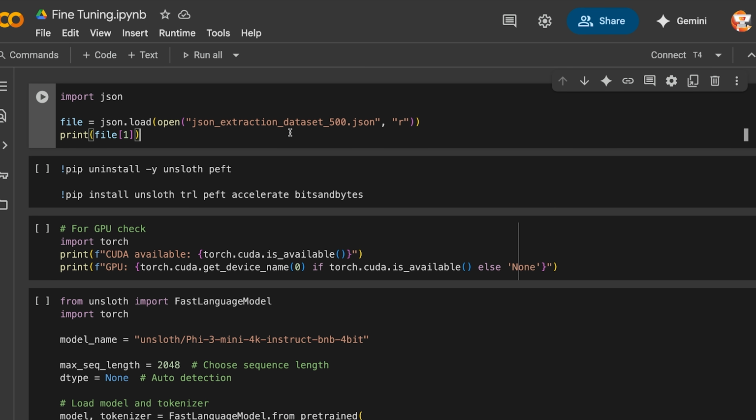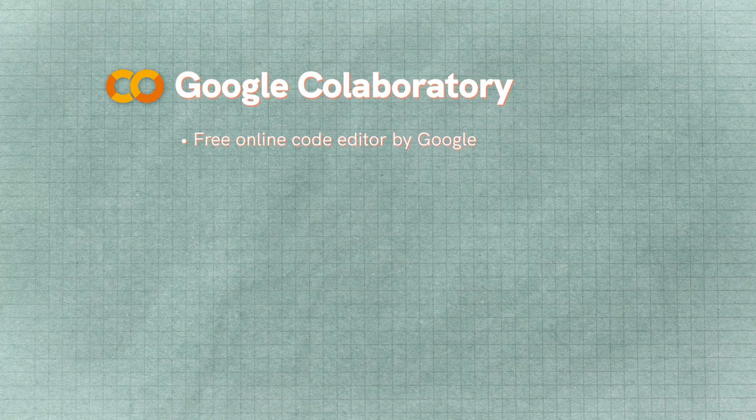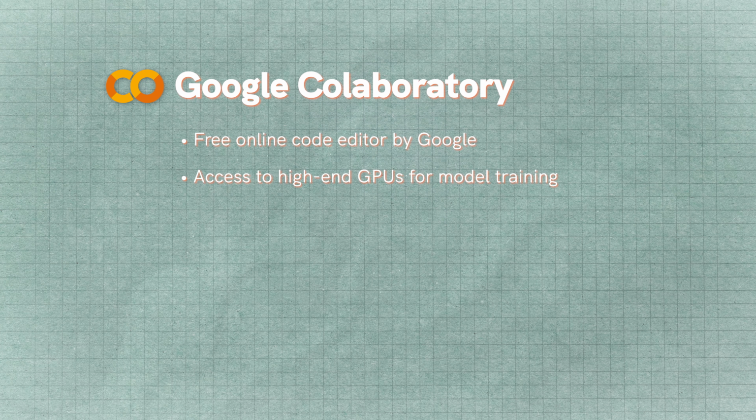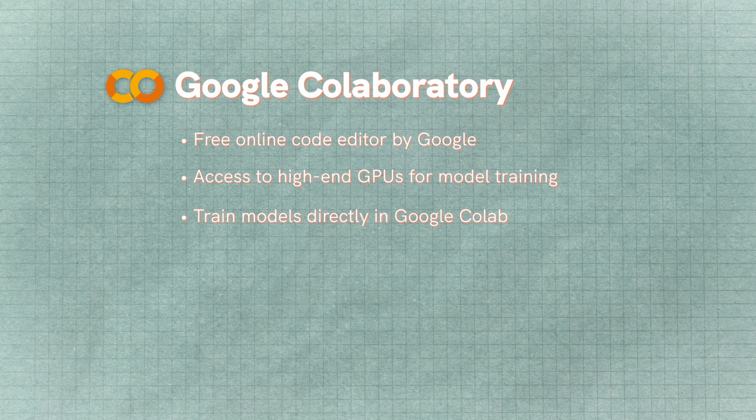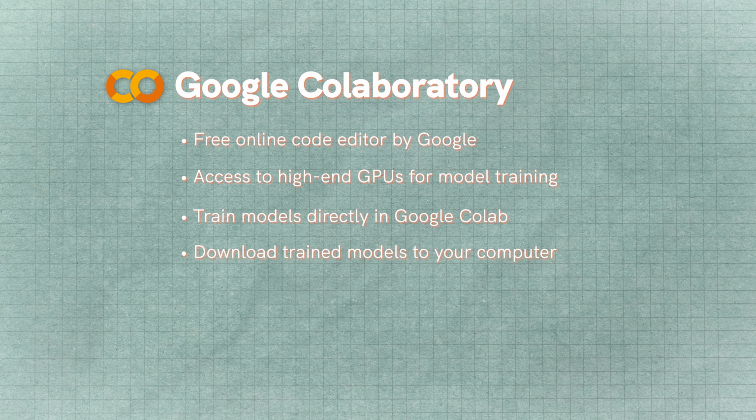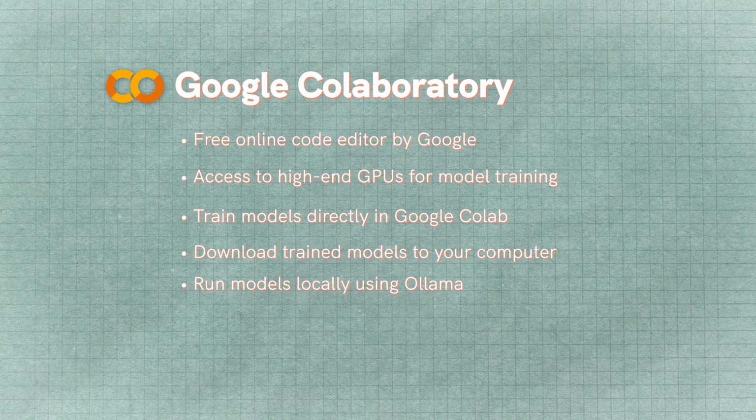So for most of you, I suggest that you use something called Google Collaboratory. This is a free online code editor environment provided by Google that allows you to connect and use super high-end GPUs. So you can do all of your training in Google Collaboratory. We can then take the model that we train here and download it to our own computer and run it in Ollama, which is exactly what I'm going to show you how to do.